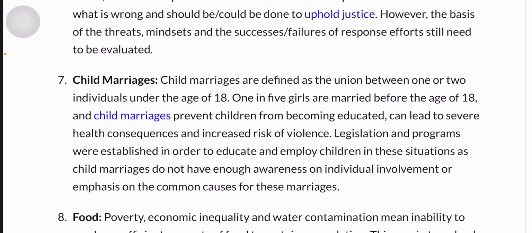Number 7, child marriages. Child marriages are defined as the union between one or two individuals under the age of 18. One in 5 girls is married before the age of 18, and child marriage prevents children from becoming educated and can lead to severe health consequences and increased risk of violence. Legislation and programs were established in order to educate and employ children in these situations, as children do not have enough awareness or individual involvement or emphasis on the common cause for these marriages.